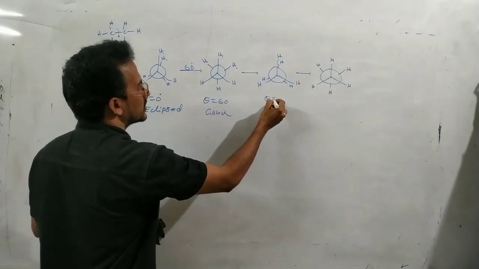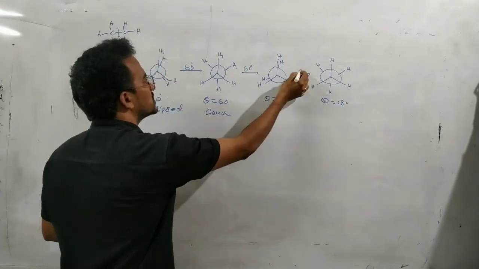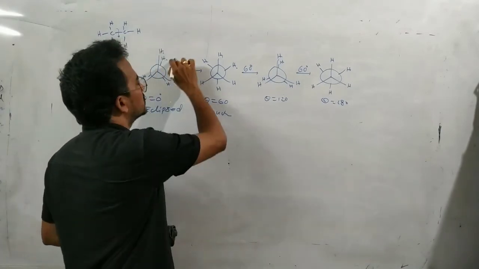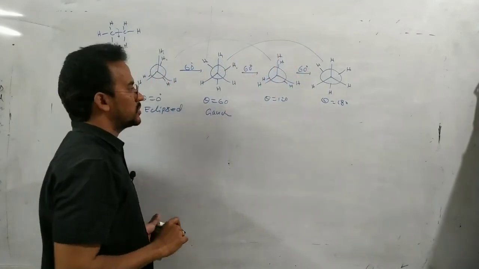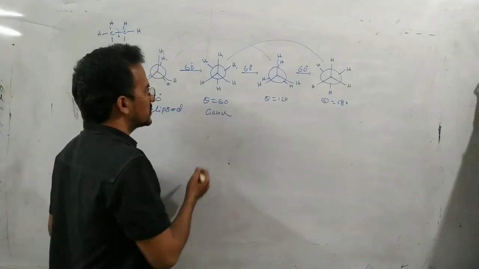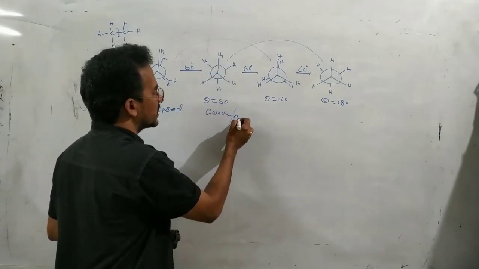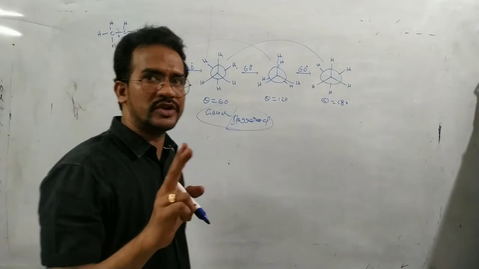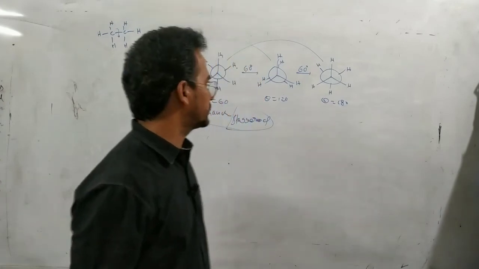Now again rotating, here theta 120 degrees. Here theta 180 degrees. Rotating 60 by 60 degrees, you can see there is no difference between these two, and no difference between these two. So that means at 180 degrees and at 60 degrees it is the same conformation. That's why in this ethane molecule, this conformation is called gauche or staggered. That means there are only two different conformations, eclipsed and gauche or staggered.